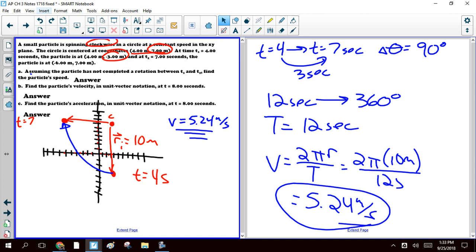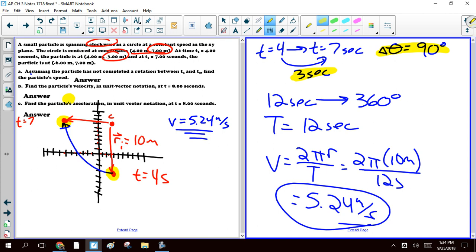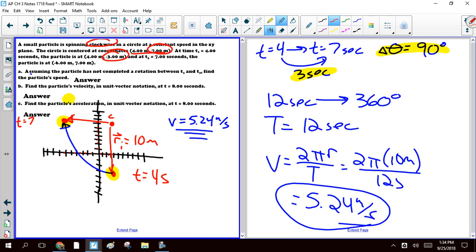So the idea is at 4 seconds, my object is here. After 7 seconds, it's here. So after 8 seconds, it's going to be over here somewhere. But we need to figure out where, right? Well, if in 3 seconds it went through 90 degrees, that means it's going through 30 degrees per second, right? So if it's here after 7 seconds, it's going to be here after 8 seconds. So that this angle in here is 30 degrees, right?